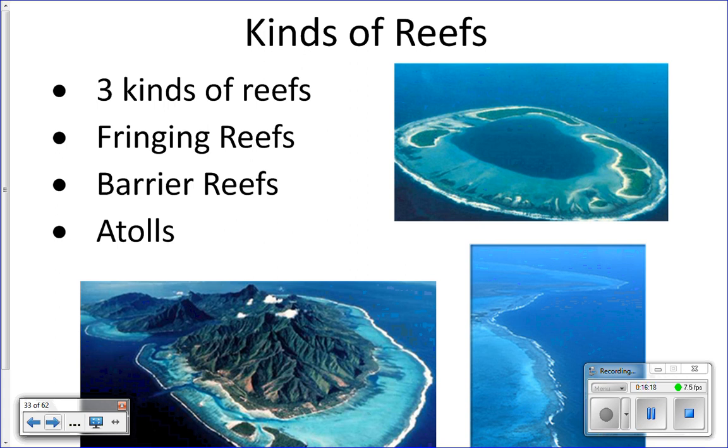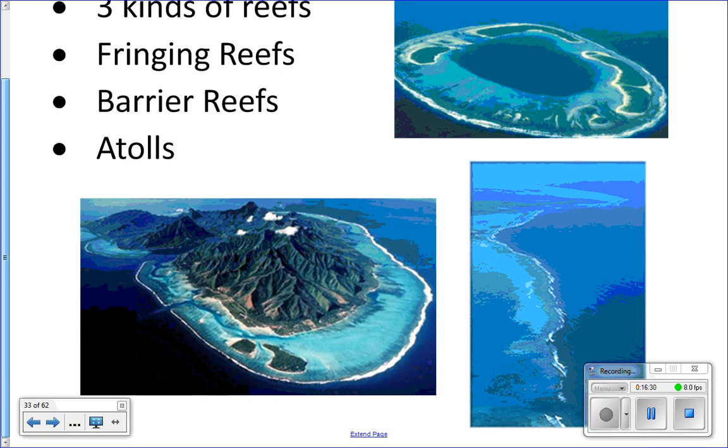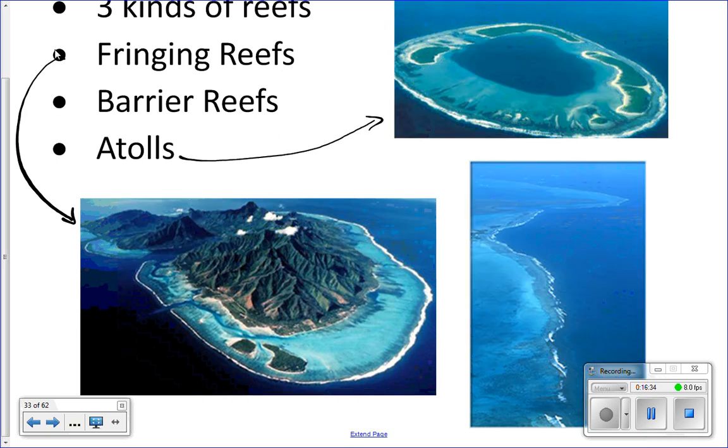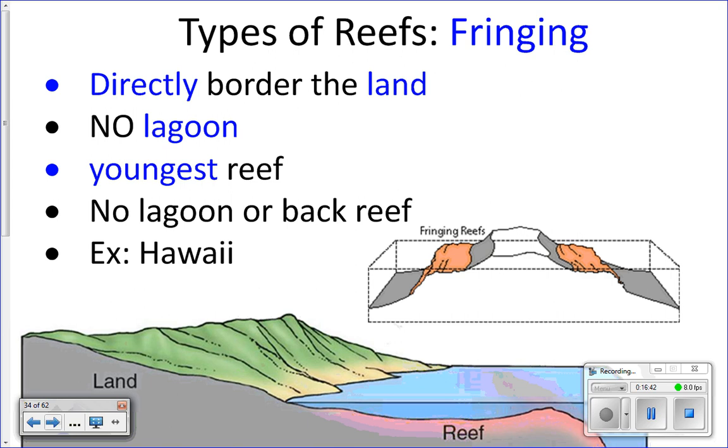There are three kinds of reefs that you can have: a fringing reef, a barrier reef, and an atoll. This is a fringing reef, this is an atoll, and that's a barrier reef. So let's look at the three types of reefs. The first type of reef is a fringing reef.